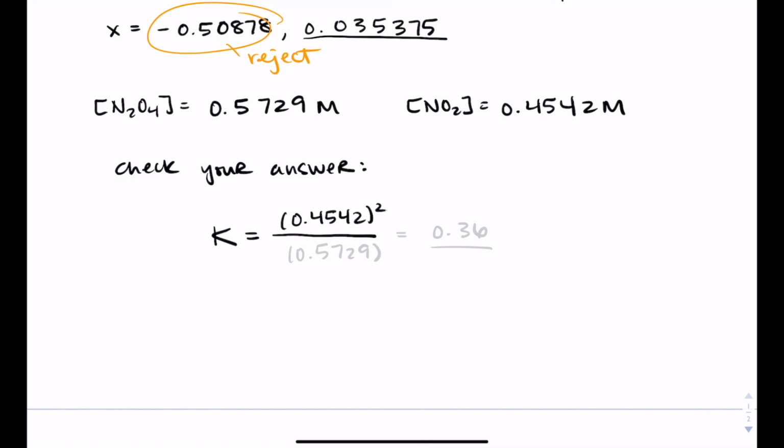But you can also check your answer, right? You could take these concentrations and plug them into the expression and see if you get the equilibrium constant.